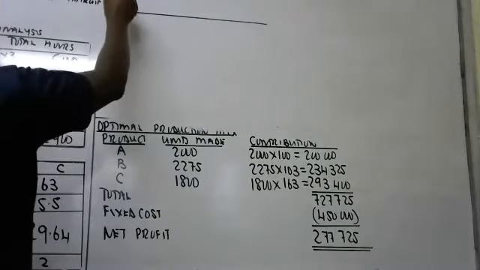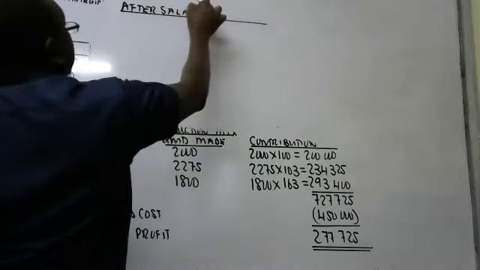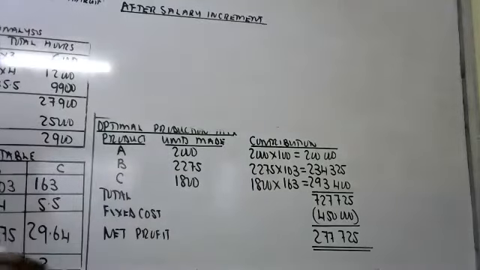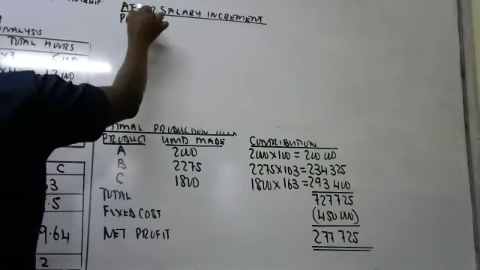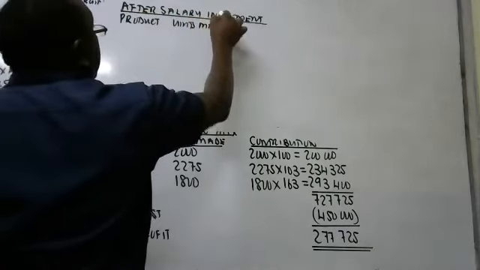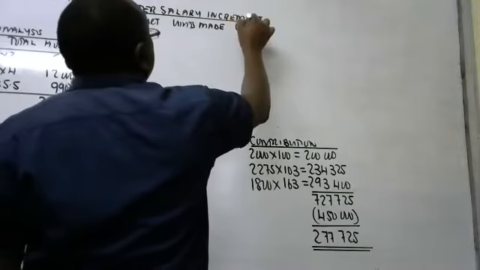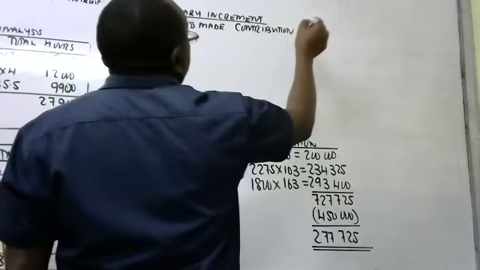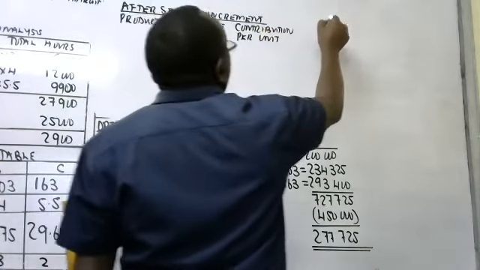So write there, after salary increment. After salary increment, I'm going to have product, units made, contribution margin per unit, and total contribution.